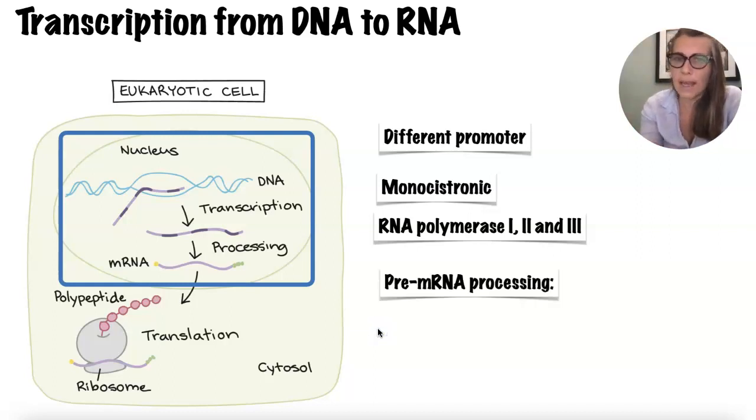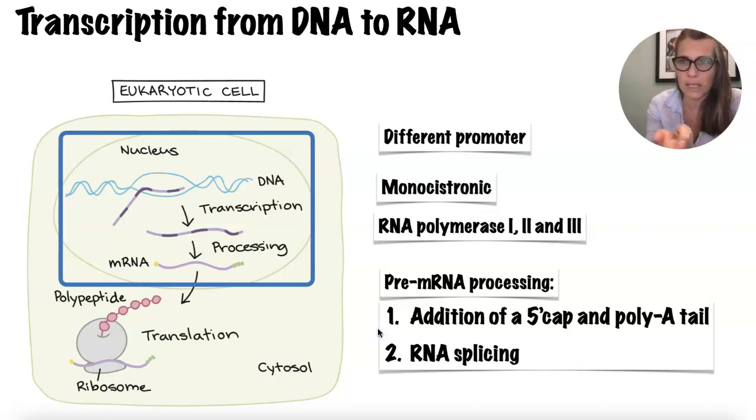And like we were saying, at the end of transcription, we don't get the mature mRNA right away like prokaryotes do. We actually get a pre-mRNA that needs to be processed. And this processing happens inside the nucleus, and we're going to see what these two processes are: addition of the 5' cap and poly-A tail at the 3' end, and then RNA splicing. We're going to look at this in a second. So for now, these are just the differences. Everything else is the same between eukaryotes and prokaryotes.